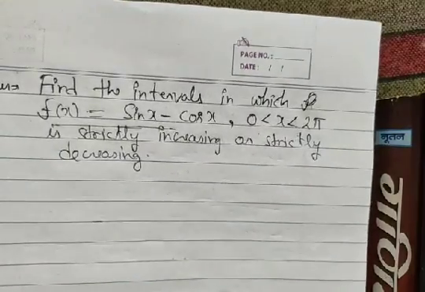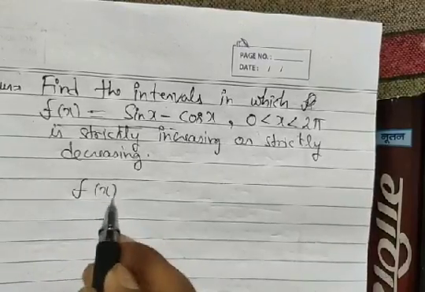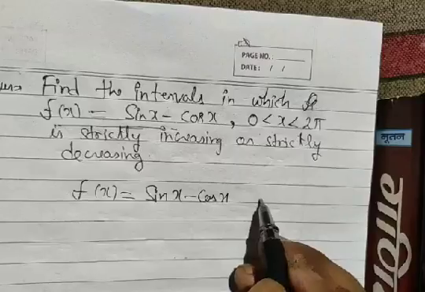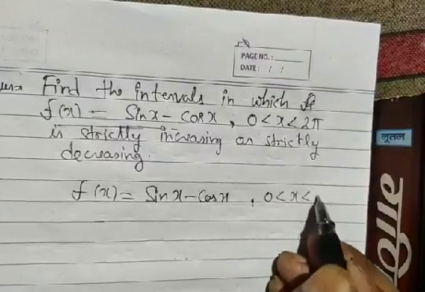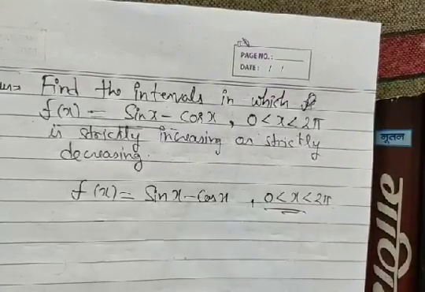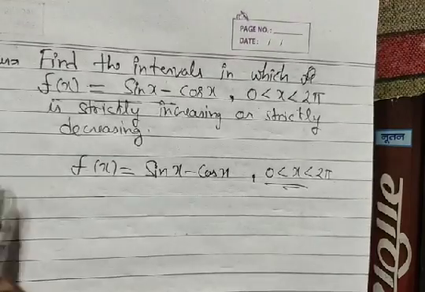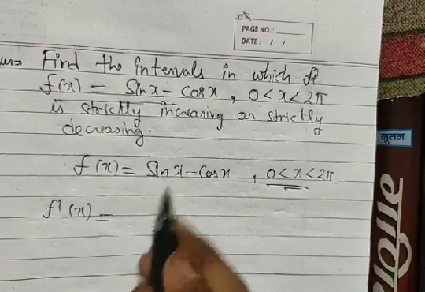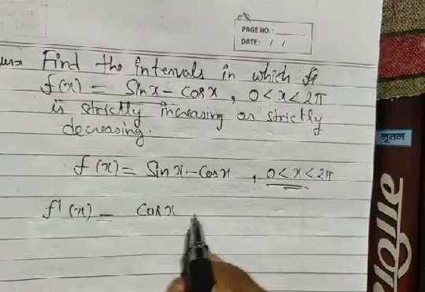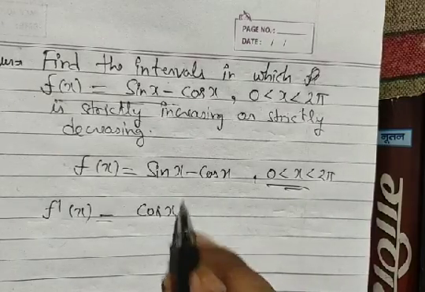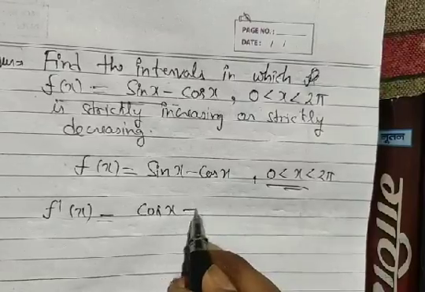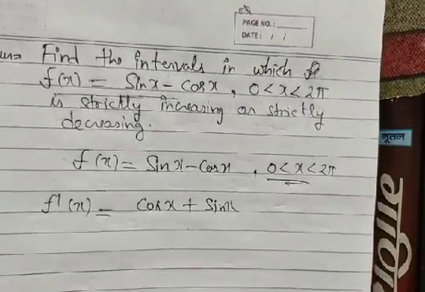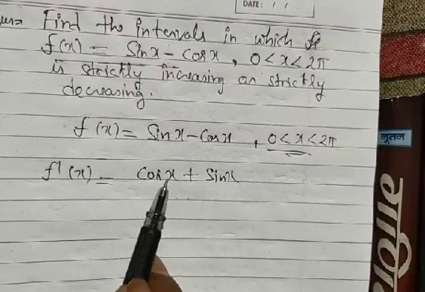Now look, how can we solve it? It's given that our function is sin x minus cos x, and our x lies between 0 to 2 pi. The first step is common: we find its derivative. What do we get? We get cos x, and then minus of sin x times minus of cos x, that is cos x plus sin x. Now from here we equate to get cos x plus sin x equal to 0.